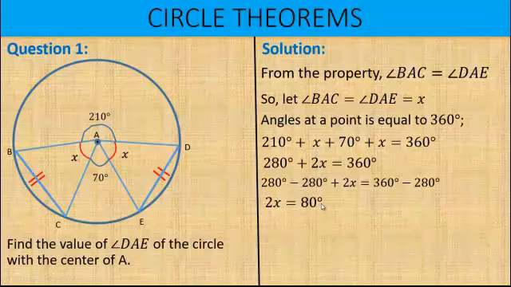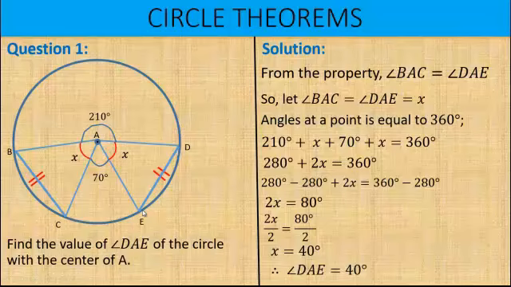Then we need x, so we divide through by 2. And that's what you see on your screen. 2x divided by 2 equals 80 degrees divided by 2. And we get x equals 40 degrees. Which means that angle DAE is equal to 40 degrees. The question has been solved.